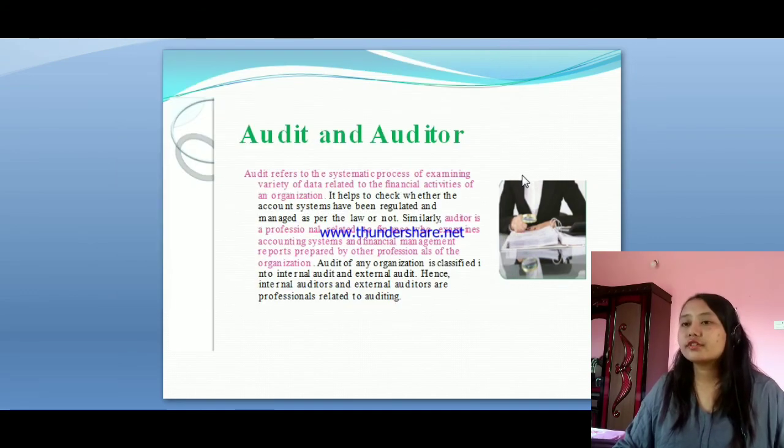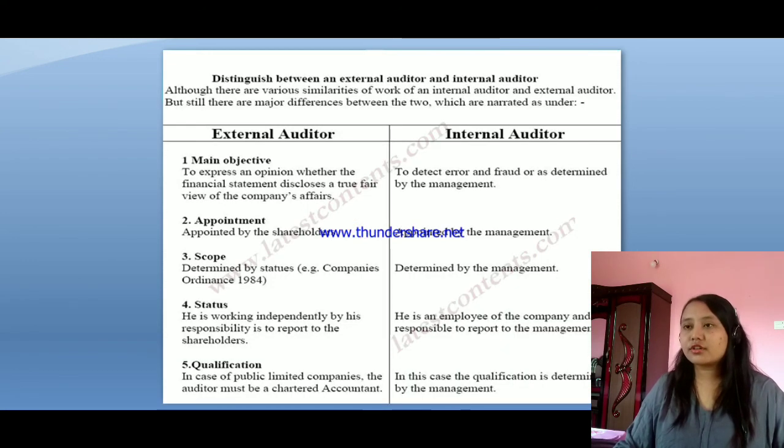Similarly, an auditor is a professional related to finance who examines the accounting system and the financial management reports prepared by the other professionals of the organization. So an auditor is a person who will audit the financial activities of an organization. Audit of any organization is classified into internal audit and external audit. Hence, internal auditors and external auditors are the professions related to auditing. Okay, so this one is about internal and external auditing. This one we will start tomorrow.